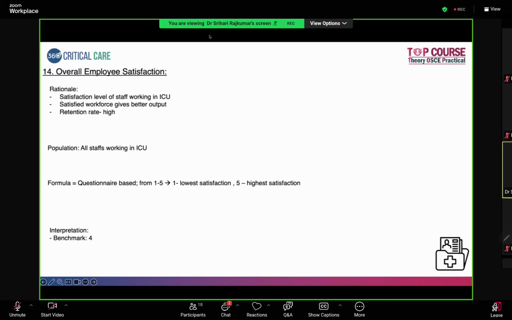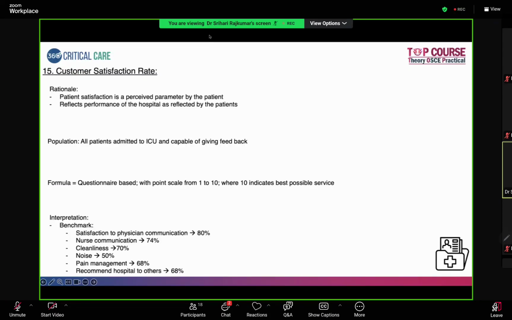As for the formula, there is no formula as such, but they usually go with the questionnaire method based on a scoring from 1 to 5, where 1 is the lowest and 5 is the highest. The benchmark expected is at least 4. And the last one is the customer satisfaction rate.